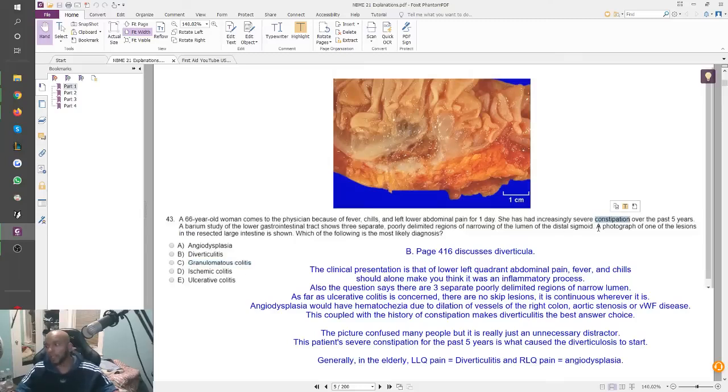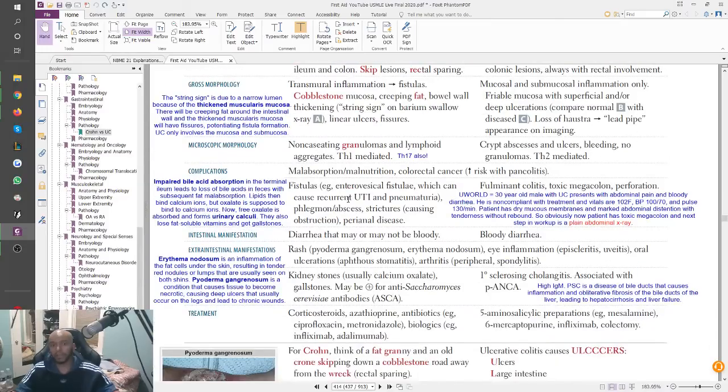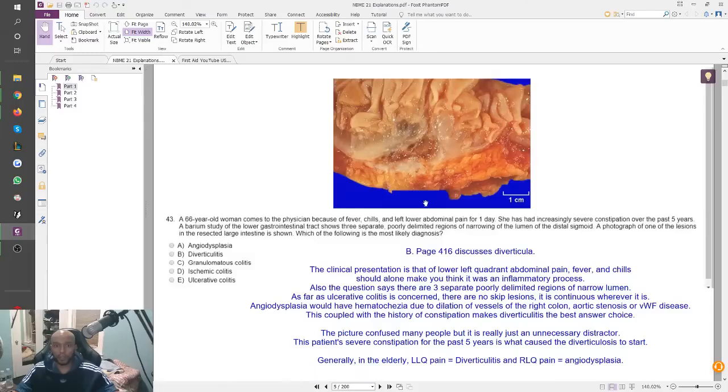Crohn disease doesn't cause constipation. Crohn disease just sucks, right? It just sucks, and it causes many other issues, but not exactly constipation. If anything, it can cause diarrhea, right? So why is this person constipated? What is this concept of delimited regions?